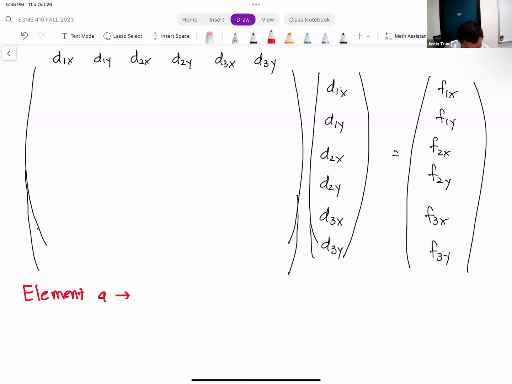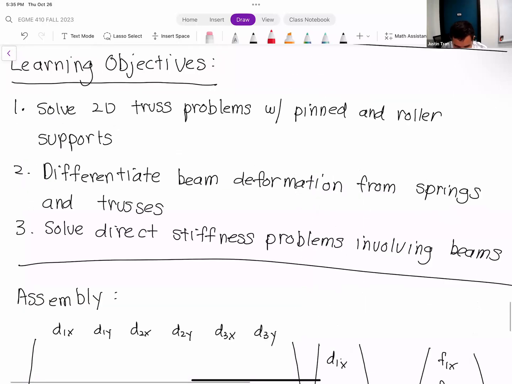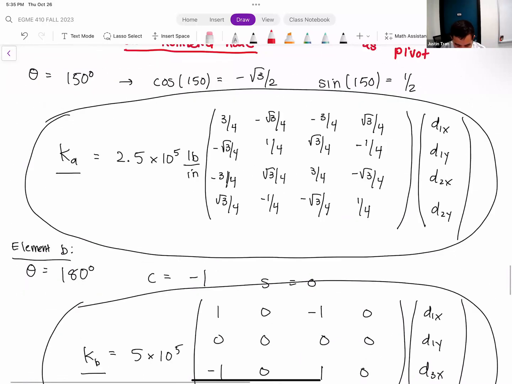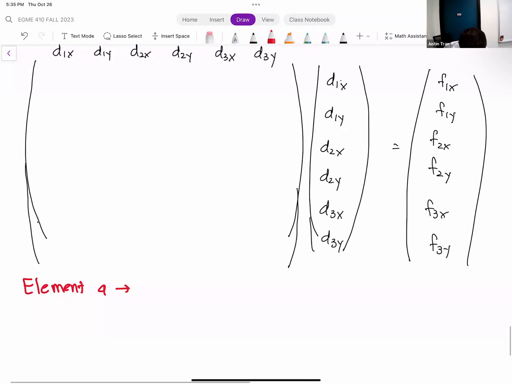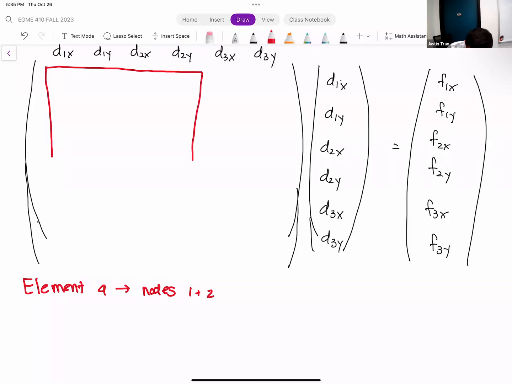A. Let's check what nodes element A is connected to. Element A is connected to nodes 1 and 2. And so nodes 1 and 2 are going to be these areas right here. So we get one contiguous 4x4 block.